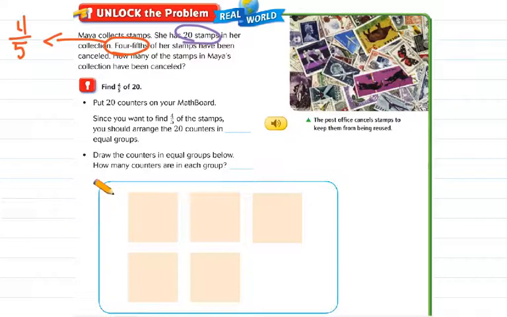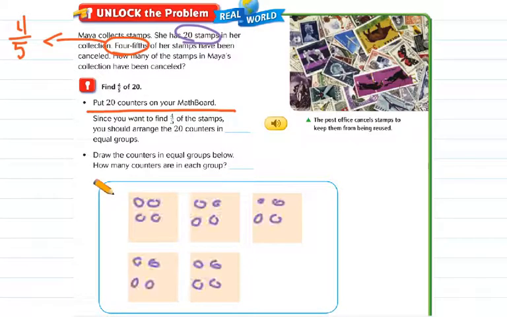It says first put 20 counters on your math board. So what we're going to do is put 20 counters on our math board. So as you can see, students, we've put 20 purple counters on our math board.